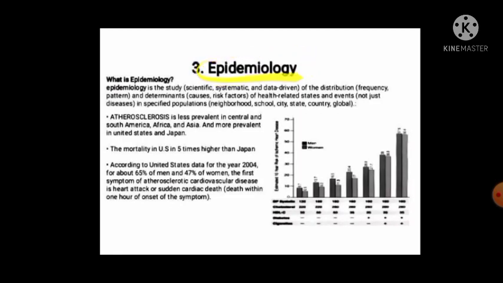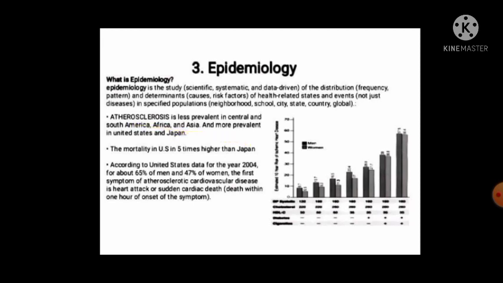Epidemiology. What is epidemiology? Epidemiology is the scientific, systematic and data driven study of the distribution, frequency, patterns and determinants, causes and risk factors of health related states and events, not just diseases. It specifies population, neighborhood, school, city, state, country and globe. This is all about the statistics of that disease, in how many countries it occurs, and what percent of genders are affected by it.